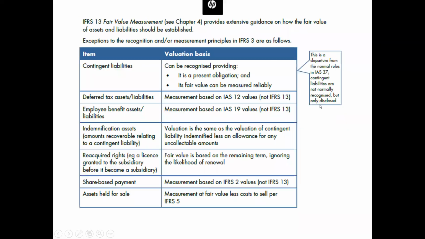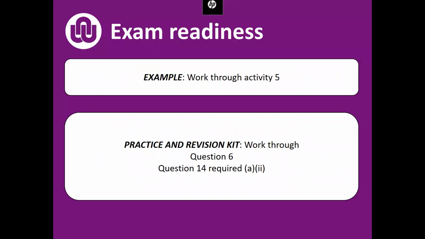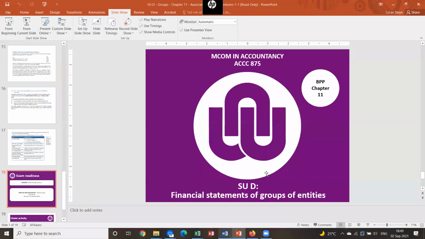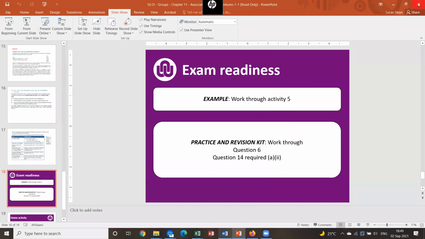So you can work through all of that, and you can see that there's guidance in IFRS 13, which you should have done in chapter 4, or still will do in chapter 4. So I just give you a little bit of guidance, making sure you understand fair value is also applicable with each groups. And then work through activity 5 again for this chapter, and go and look at question 6 and question 14A2 for associates or joint ventures. Okay.